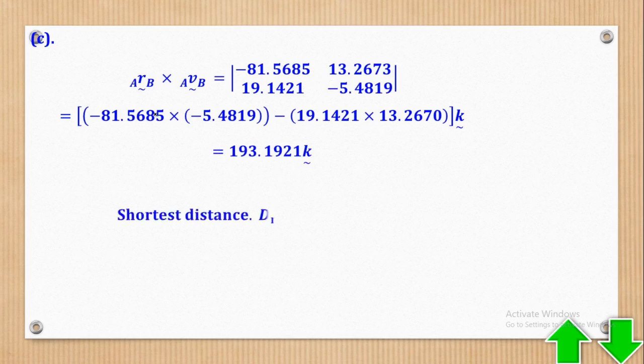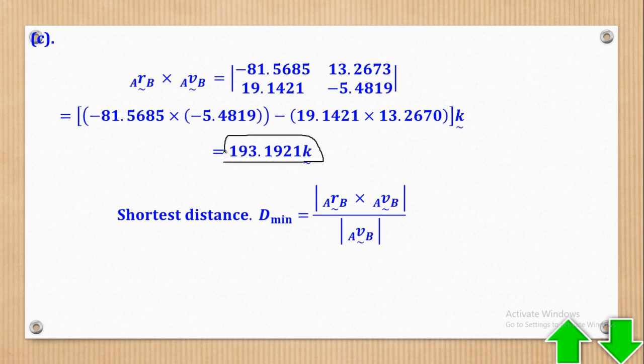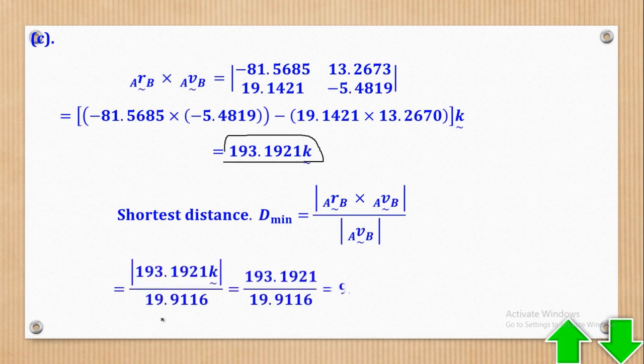Therefore, shortest distance, d minimum, will be equal to magnitude of RAB cross VAB over magnitude of VAB. So RAB cross VAB is this, so that its magnitude will be that, and VAB magnitude is that. We already got it in the previous question. So magnitude of this is this, and this is that. Therefore, when I use the calculator, I'll come up with 9.7025 meters. So this is the distance, shortest distance between the two cars.